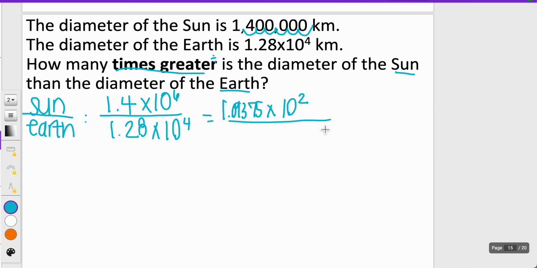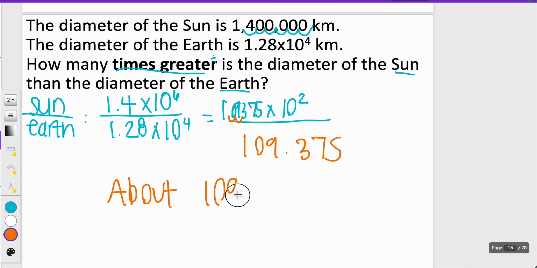I'm going to get 1.09375. So 10 to the second just means I can move that decimal 2 times, so I'd get 109.375. I can just round it and say about 109 times bigger.